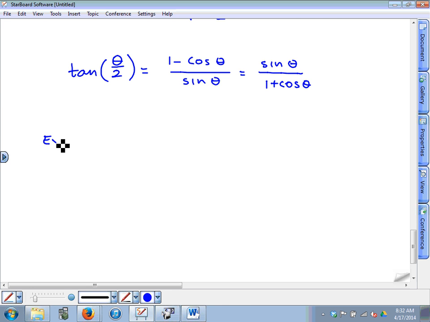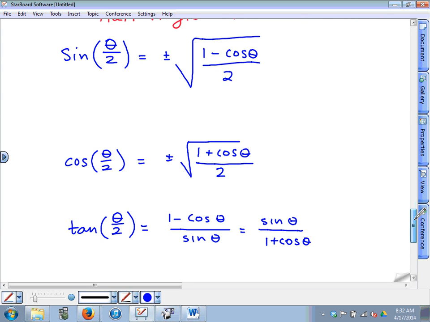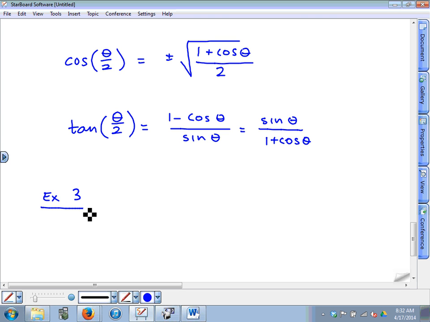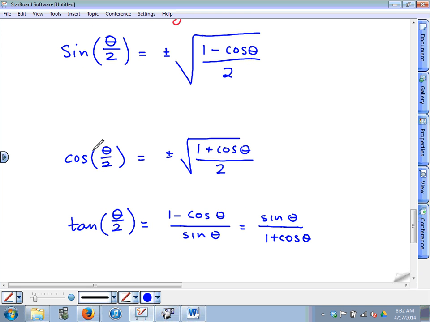Let's practice evaluating. Example 3. Oh, one thing I need to mention, you guys. Listen for just a second. The sine and the cosine, it is plus or minus square root, which is really two separate expressions. There's a positive square root and a negative square root, but you only use one at a time. You don't use both. Based on the problem, you have to decide whether you're going to use the positive or the negative. Does that make sense? You can't just arbitrarily choose. You have to choose wisely.